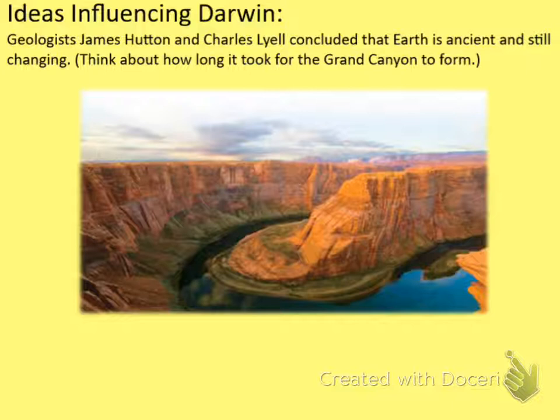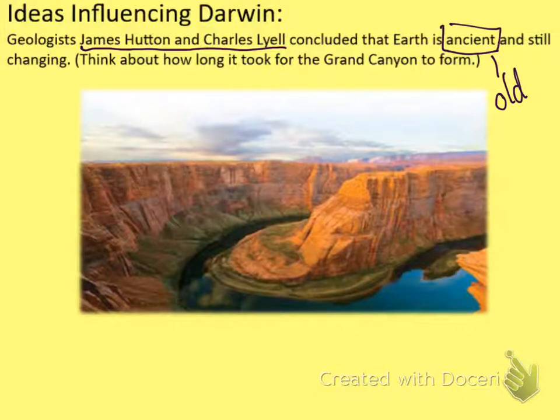Now we're going to talk about some of the ideas that influenced Darwin or gave him some basis for the conclusions that he made. 2 significant geologists, people who study the history of Earth, made one of the biggest claims: that Earth is ancient. They said Earth is really old.